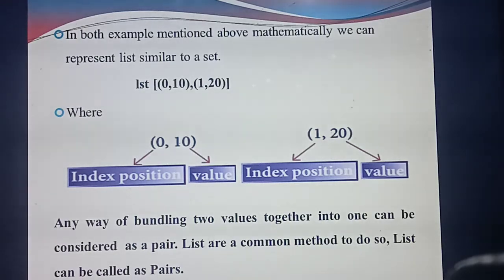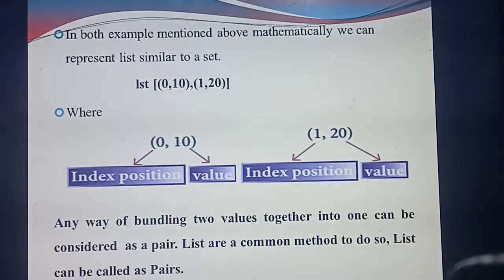Understood the definition? In the definition of pair, you need to write 3 lines along with a picture you need to draw. Bundling of two values into one is called a pair. Which is the common method to do this? List also you have studied, isn't it? List contains index value and element value, so list is a common method to do this pair. See this important 1-mark question: the list is otherwise called as dash pairs. List is otherwise called as what? Pairs.